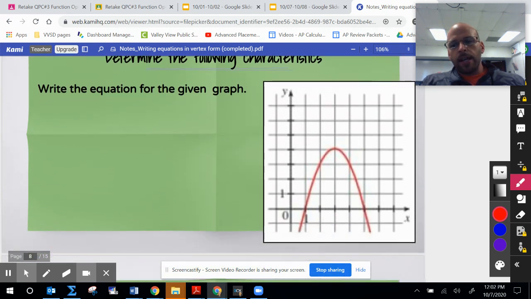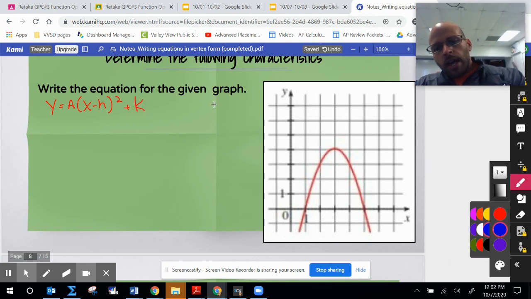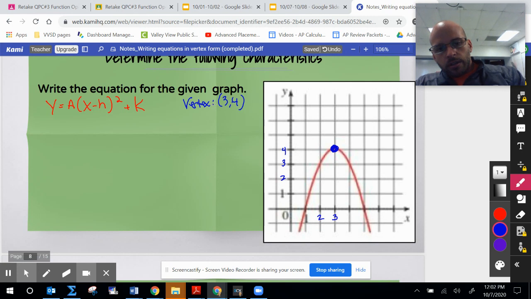Here is my next graph. So again, I'm going to go through the same steps. Vertex form. I'm going to write my formula. You're going to write it so many times you're going to know it by heart. Then I'm going to find my vertex. So I'm on my graph. This vertex is at, let's say, 1, 2, 3, 2, 3, 4. So it's at the coordinates 3, 4.